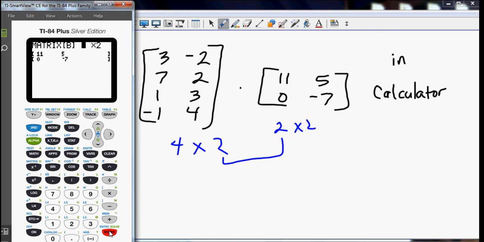To multiply these, we'll hit second matrix again, and this time we do use where it says names, because this is where we can actually just use the matrix. So it's already highlighting A, so I'll just hit enter, times, second matrix, go down to B, and hit enter. And there's our answer.